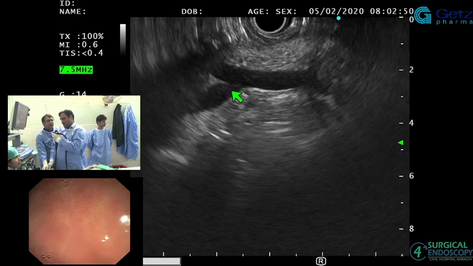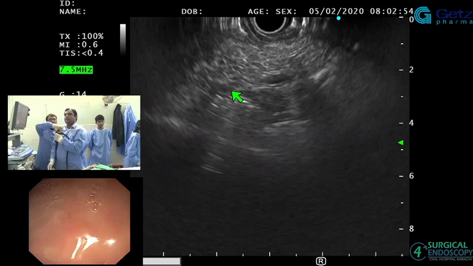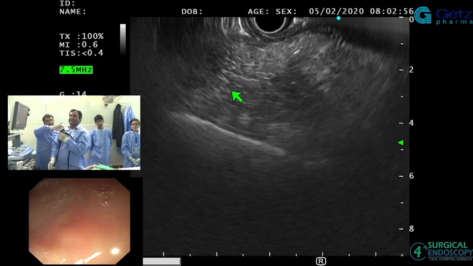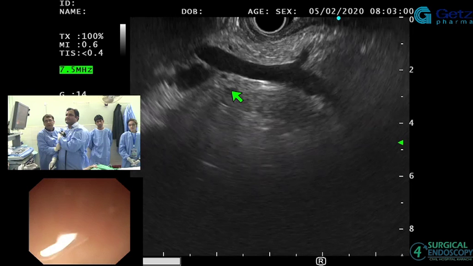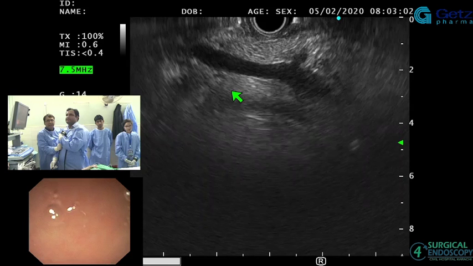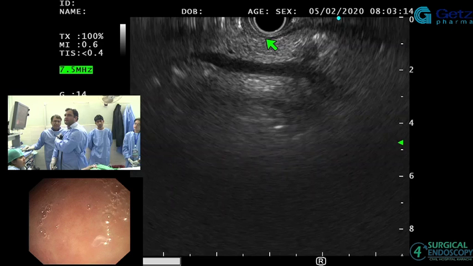Yeah. There's a lot more. Okay. A little better view. You see that? The PD is right here. What I'm doing is I'm also taking a look at the duodenal wall right there because that's where the GIST was. So I'm looking at that as well, and I don't see any thickness there.